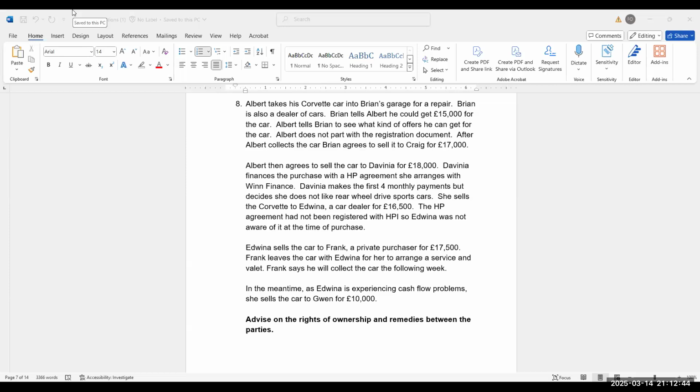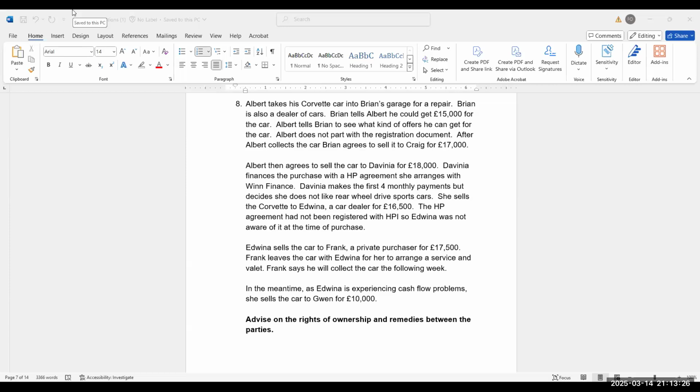It would be open to Frank to claim not only against Edwina, but as you can see she's in financial difficulty, so it may not be worth making that claim. But that would have been a better option for him in the sense that he could claim the full contract sum of 17,500, the cost of the car. But now that the car was bought by Gwen for 10,000, well, I think half is better than nothing, isn't it? Edwina is going through financial difficulties, so she may not even have anything to pay. So it's up to him really what he wants to do, who he wants to sue. Does he want to sue Edwina? Does he want to sue Gwen?